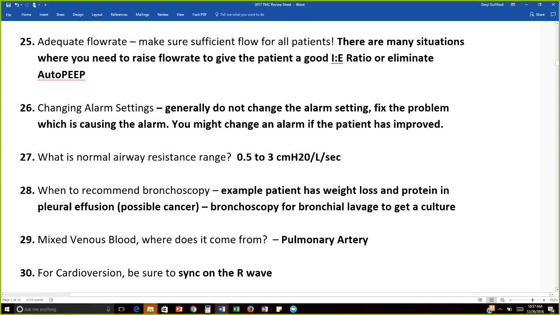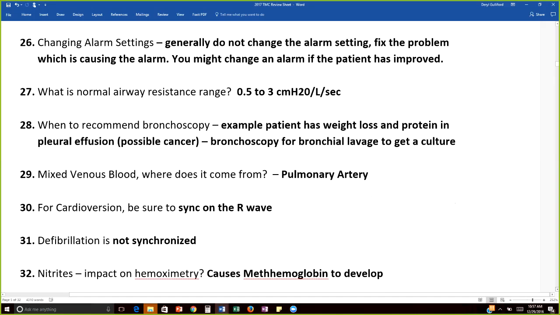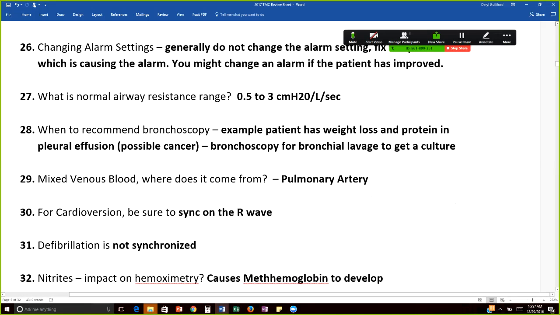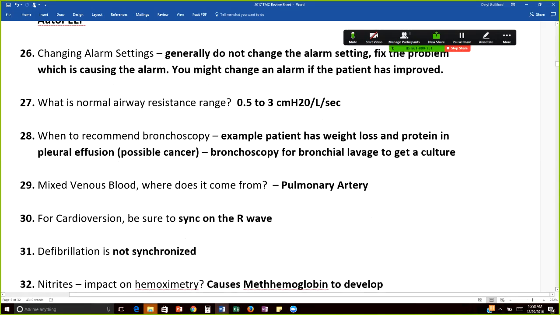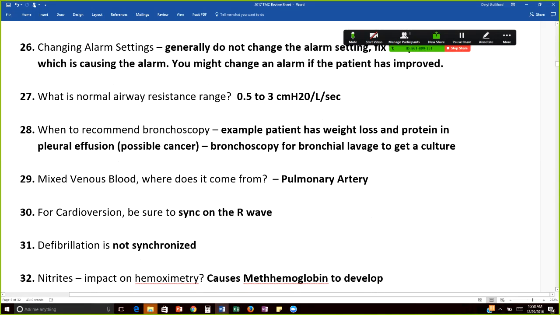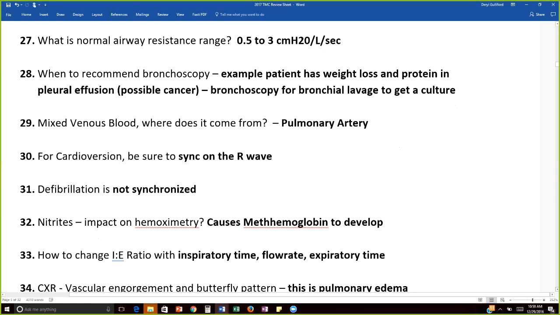Changing alarm settings, just in general, the principle is this: don't change the alarm setting, fix the problem which is causing the alarm. That's a key concept for you. In fact, the item just above that was a classic example. Let's say the patient doesn't have enough time to exhale, so we're getting alarms because of that. Then we need to increase flow rate to fix that problem. Now, the only time you might change an alarm setting is if the patient has actually improved. Like, let's say their lung compliance has gotten much better, then you may need to actually adjust alarms in that case.